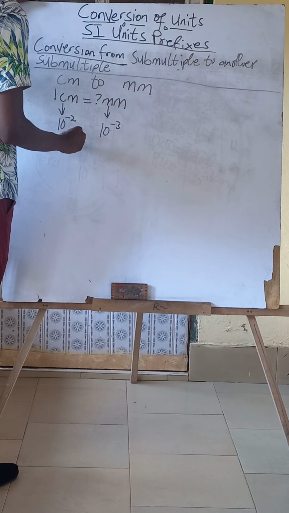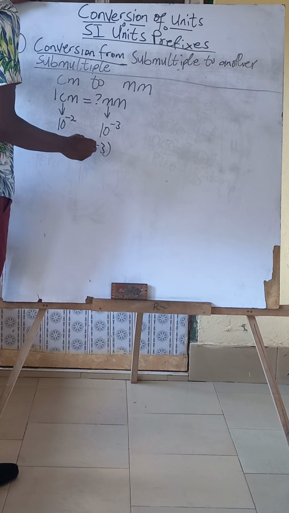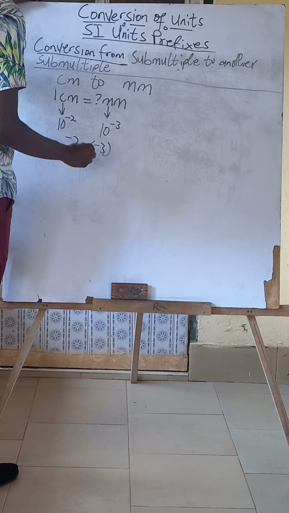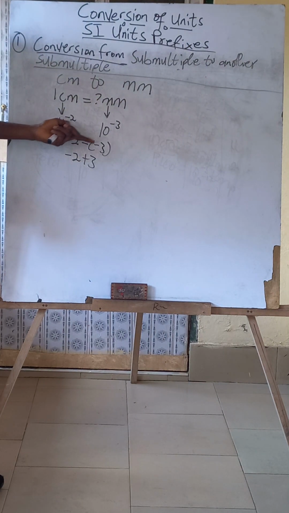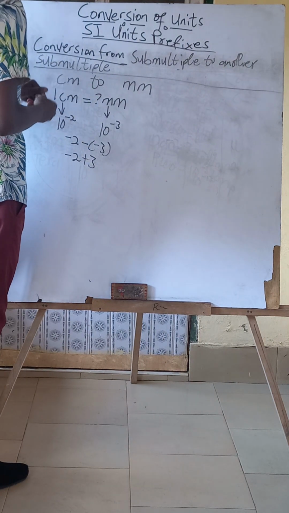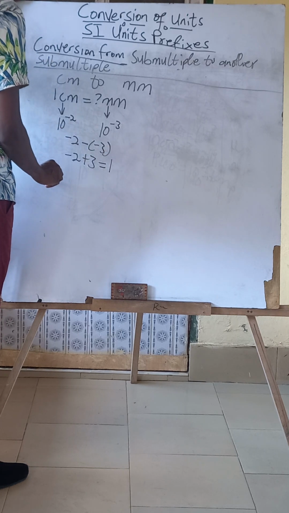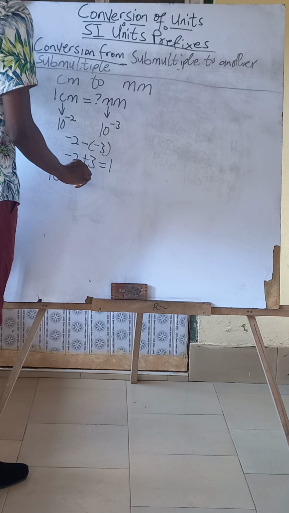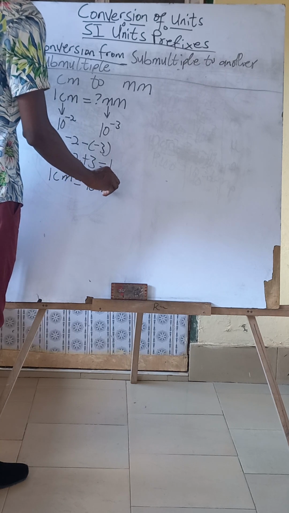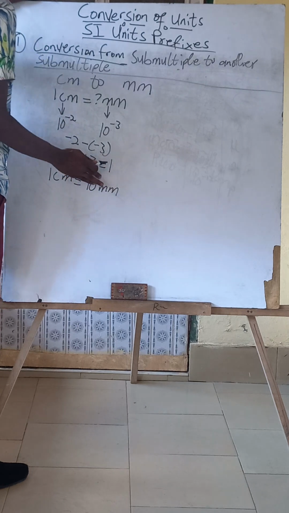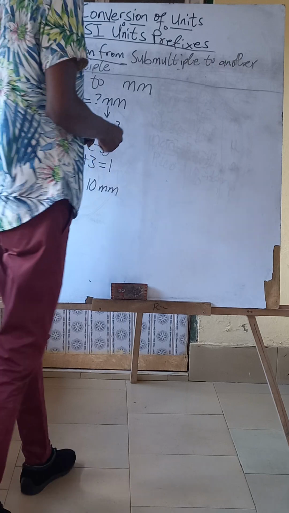So negative 2 minus negative 3. So negative will give you positive. Remember this in integers. So minus 2 plus 3 will give you 1. Meaning that 1 centimeter is equivalent to 10 raised to the power 1 millimeter, which is the same as 10. So 1 centimeter is equivalent to 10 millimeters.